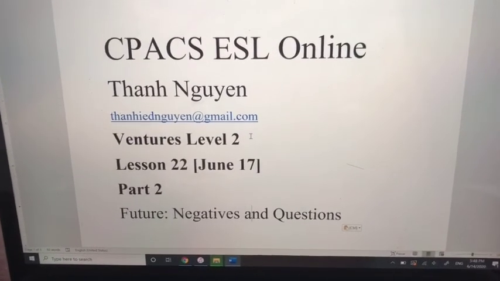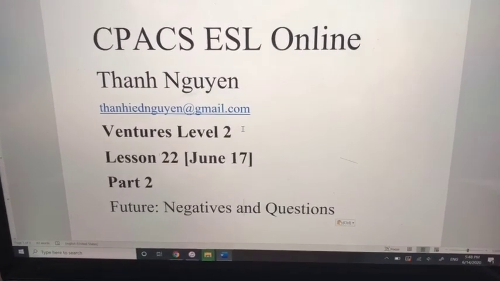This is level 2, lesson 22, and a rabbit just ran across. The rabbit's gone. There was a rabbit right there.